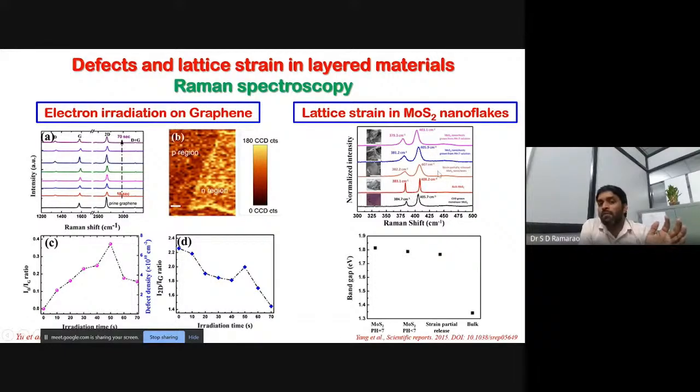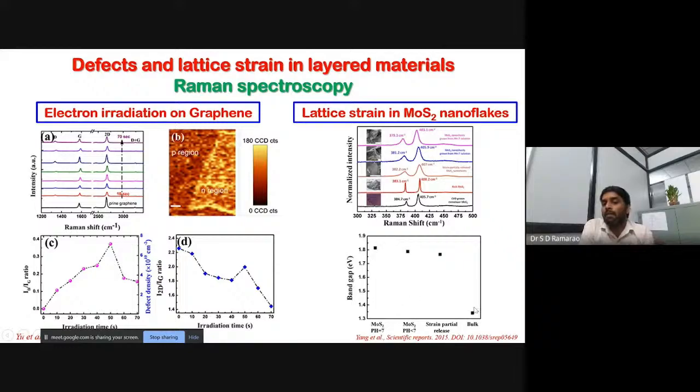That means if your data is closely matching with the bulk MoS2, it indicates that there is less strain present in your sample. Okay, if the difference between these two peaks is far from the difference between these two peaks of bulk, then there is a lot of strain present in your sample. These strains again influence the position of electronic bands, and because of that, when you are moving from bulk to nano, you will see enhancement in the band gap.